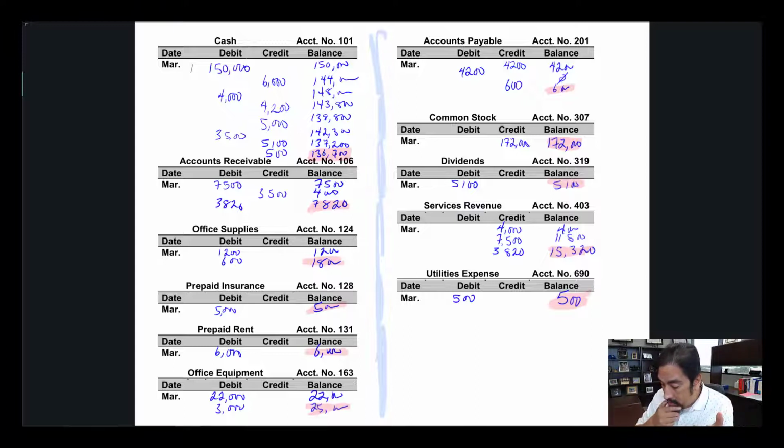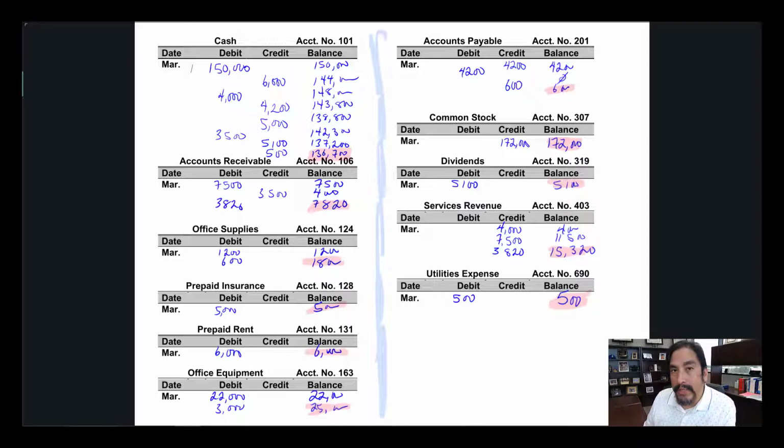And now, notice these. I've said in class that we don't really have to worry about these account numbers. But in this problem, they do have account numbers, and they're listed here in order of their account numbers. We'll kind of see this order throughout the semester. Cash, accounts receivable, office supplies, prepaid insurance, prepaid rent, office equipment. It'll kind of stay in this order, and then we go to liabilities, accounts payable, then we go to equity, common stock, dividends, service revenue, and expenses are at the very end.